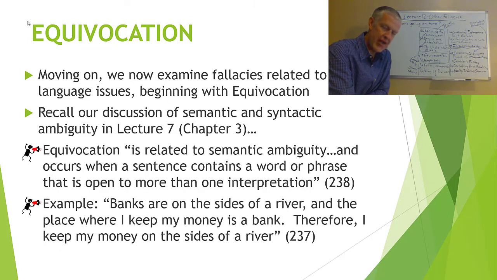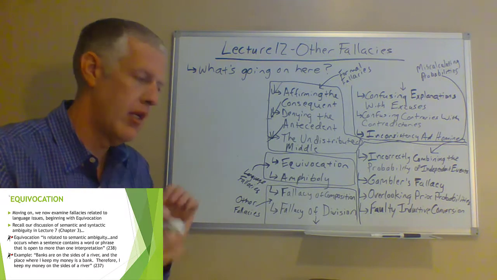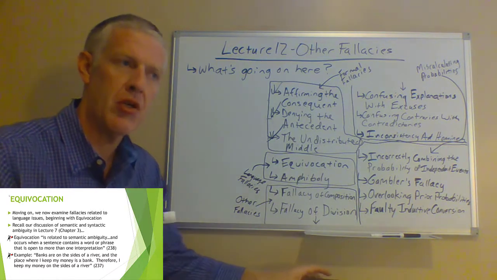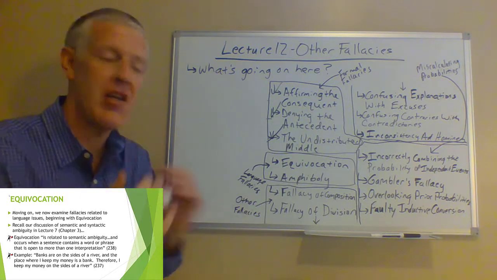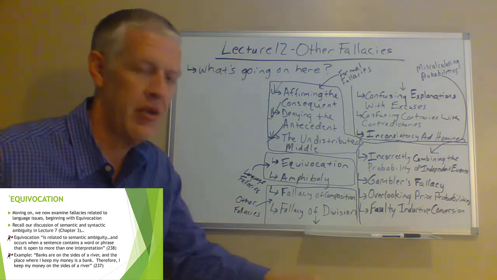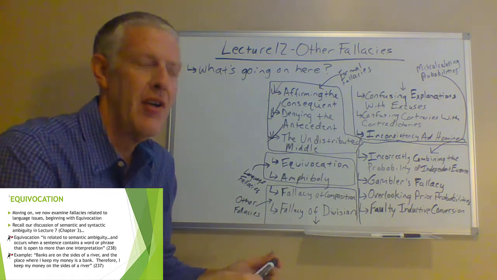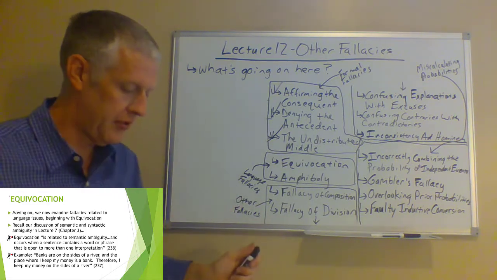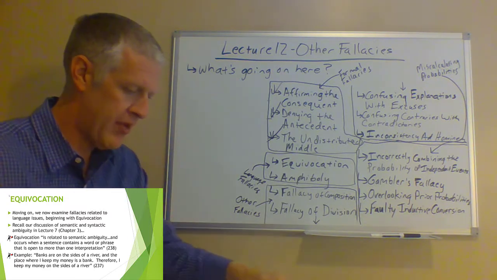Okay. So they give a very obvious example of equivocation. This is from page 237. Quote, banks are on the sides of a river, and the place where I keep my money is a bank. Therefore, I keep my money on the sides of a river. Obviously conflating the two distinct definitions or connotations that we have that are associated with bank, right? And conflating them in a strange and clearly mistaken fashion. So hopefully that would be an example of an equivocation that we would easily detect.